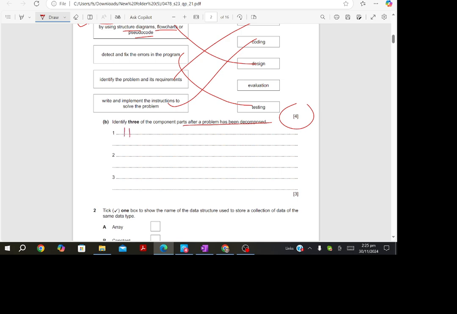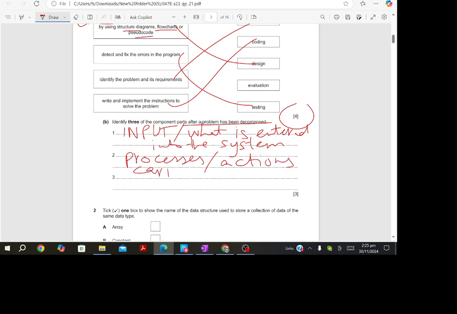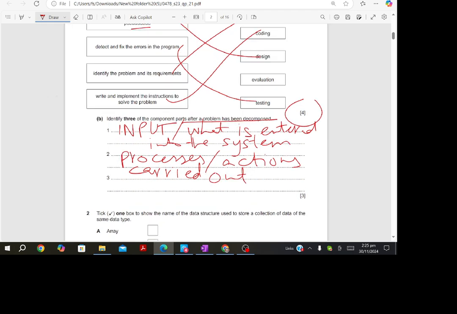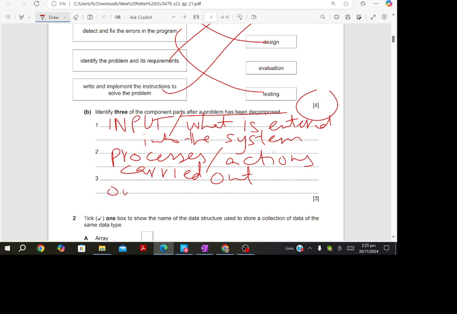First one is input. And what is input? What is entered into the system. The second one is process. What are processes? Actions carried out. The actions carried out are referred to as the processes. And finally, we have the third stage, which is output. Output is the result of processing. They had only asked us three, so these are the main three: input, process, output.